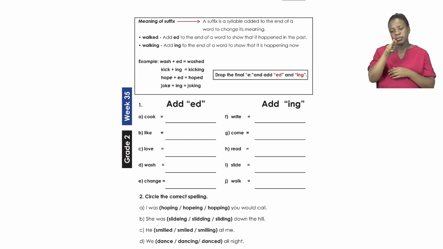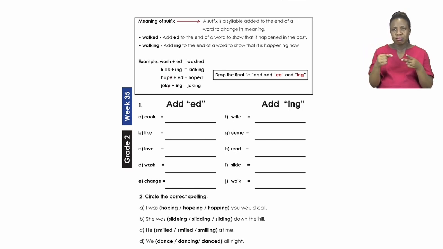Now a suffix is a syllable added to the end of a word to change its meaning. The other thing we need to know about a suffix is that it cannot stand alone. A suffix is not a word, only a sound. So, if we are going to use two of our most popular suffixes, we have ed and ing.